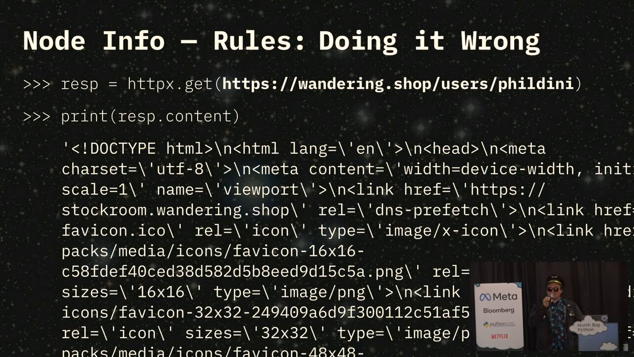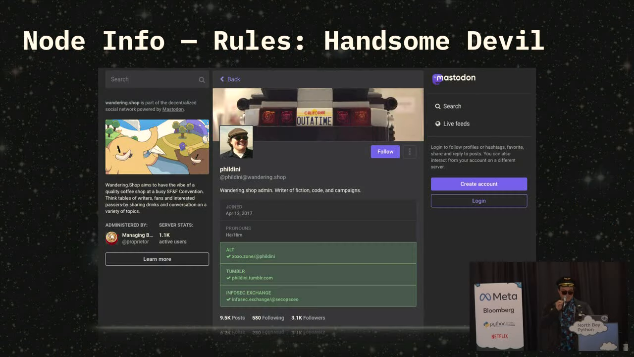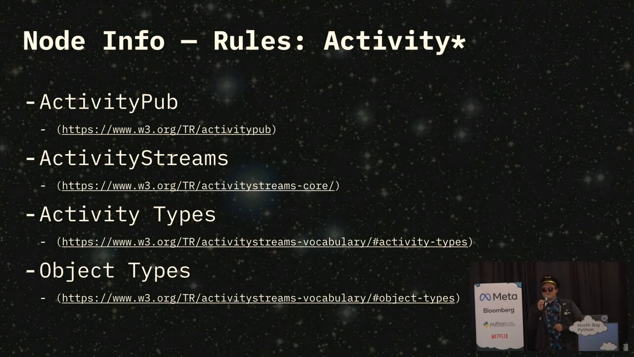When we first try to fetch it, what we get is HTML. That HTML results in this. You've already seen this page before. Like I said, rules are what separate us from the capitalists. We need to use the underlying Activity Star specs. Why do I call them the Activity Star specs? There's a bunch of them. They all have activity in the name somewhere except for Object, which is really just a subclass or a superclass of Activity, depending on how you phrase it.